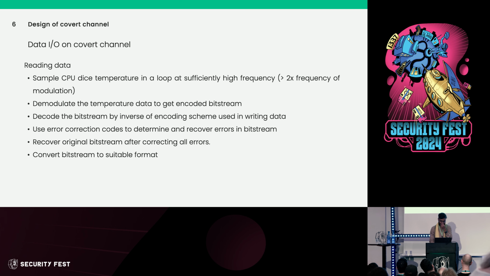Now for reading data, point number 1, it should sample temperature at more than 2 times the frequency of modulation. Question, why? Why is there a constraint of having the sampling frequency be more than twice the frequency of modulation?